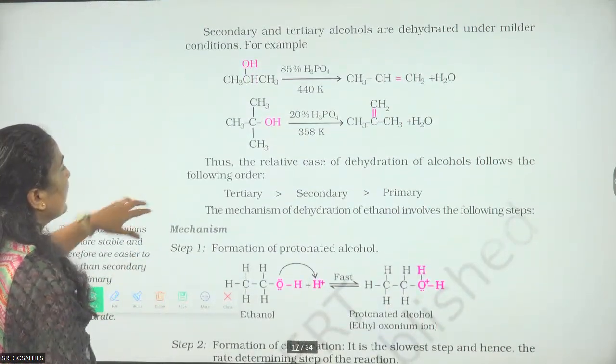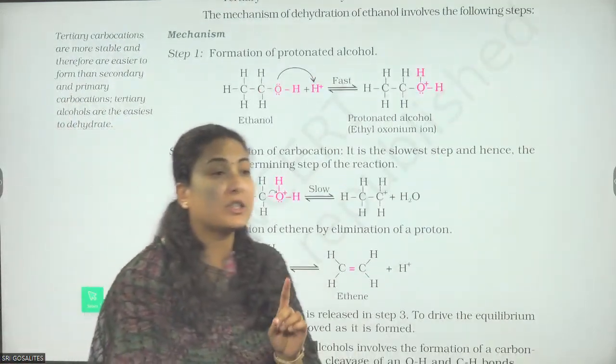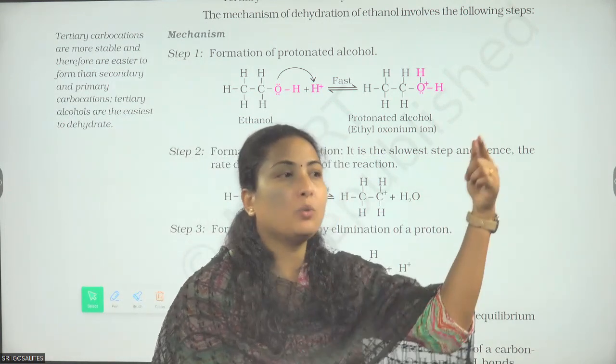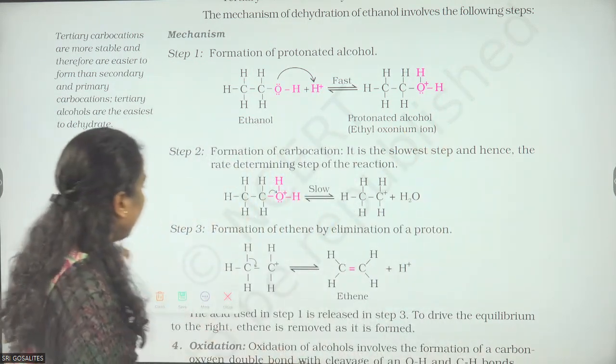All these things you must be able to understand for dehydration of alcohol. Dehydration of alcohol means which mechanism? It is E1 mechanism. For E1, it is again similar to the rate for your SN1: 3 degree, 2 degree, 1 degree. So the same thing you have to go for.